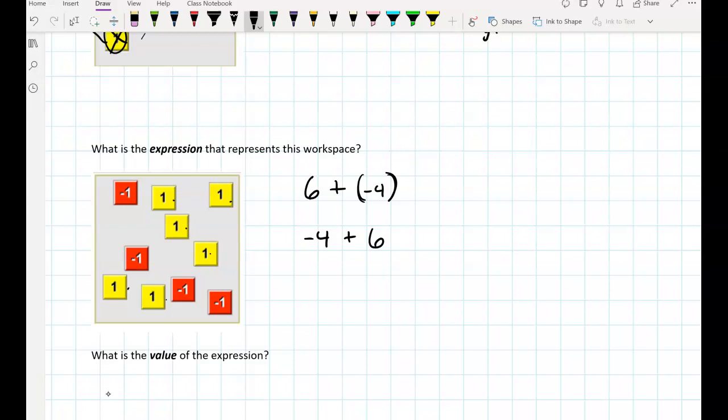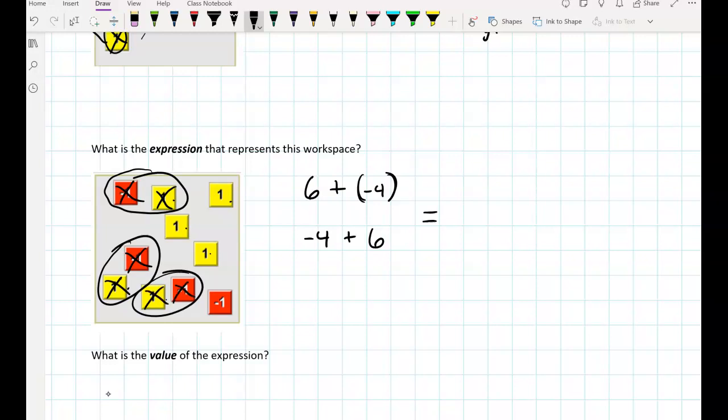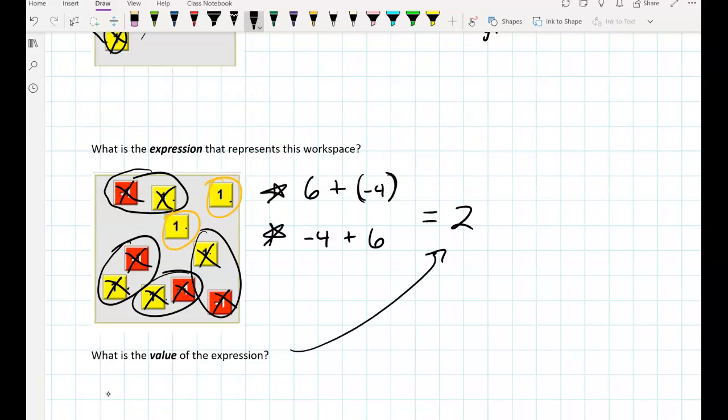Now let's find the value of this expression. Either 6 plus -4 or -4 plus 6. They're both the same. They're going to equal the same thing. Let's cancel out some 0 pairs, people. Here's a 0 pair, so they're both gone. Here's a 0 pair, so they're both eliminated. Here's a 0 pair, so those cancel each other out. Here's another 0 pair, so they're both gone too. And what do I have left when I'm all done? I have 1, 2 positives. So 6 plus -4 is +2. -4 plus +6, also 2. How great is that? So here's the expression. Either one of these is great for the expression, and here's the value of the expression, 2.